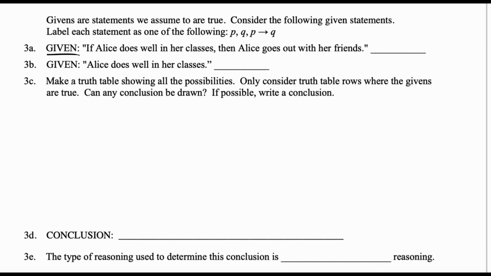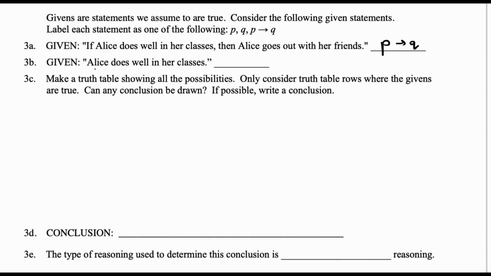So assume that it's true, that if Alice does well in her classes, then Alice will go out with her friends. That's P, arrow, Q. It's also given, let's say that the instructor posts the grades, which is illegal these days, but if they did, and you could see that Alice did well in her classes, then that would be P.